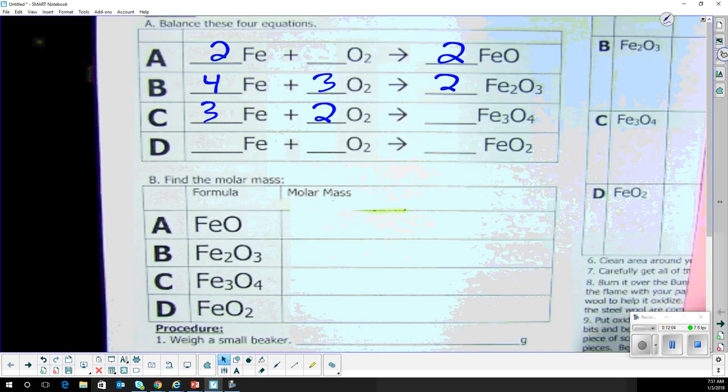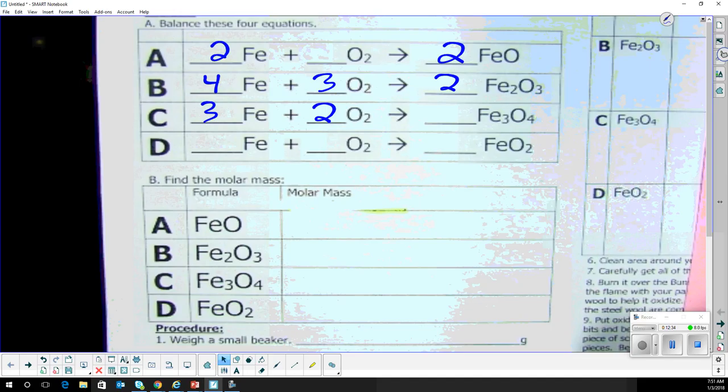Okay, somebody got the answer for number AA for me. What do we need to do for AA to get it balanced? Two and a two, right? What about for AB? Four, three, two. What about for C? Three, two. What about for D? Nothing. Okay, has anybody got A added up?